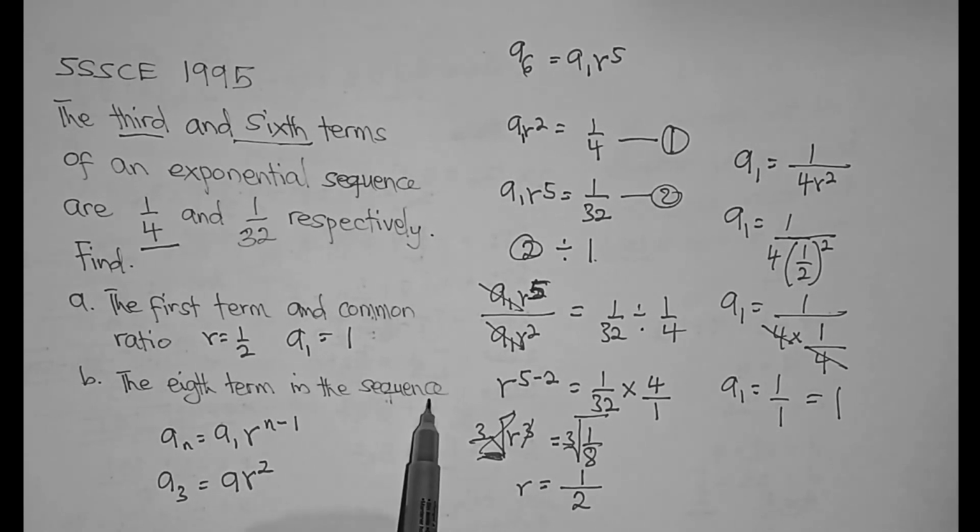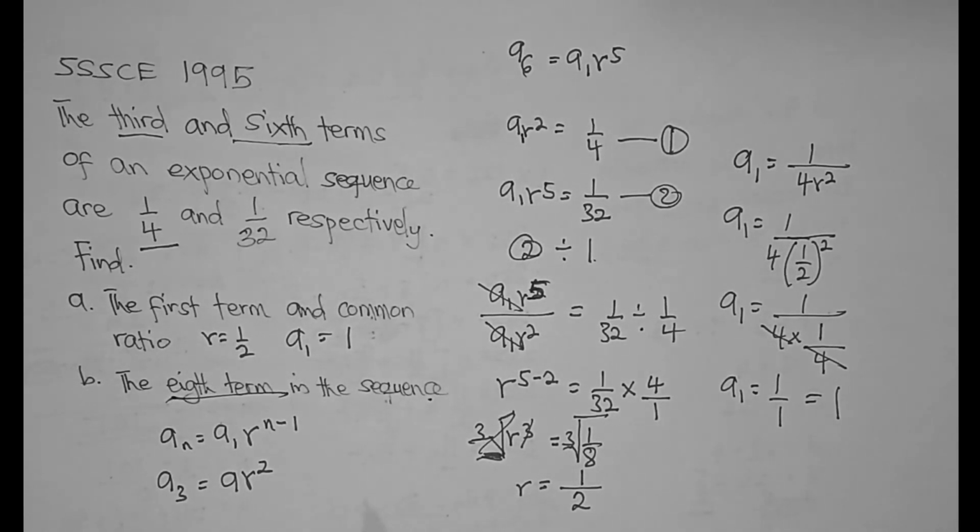Now the B part is saying we should find the 8th term of the sequence. So let's use this to write a8.